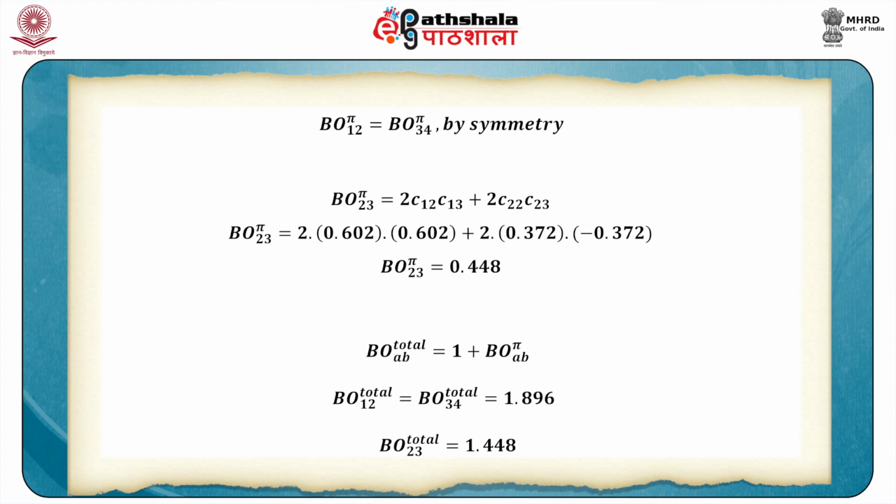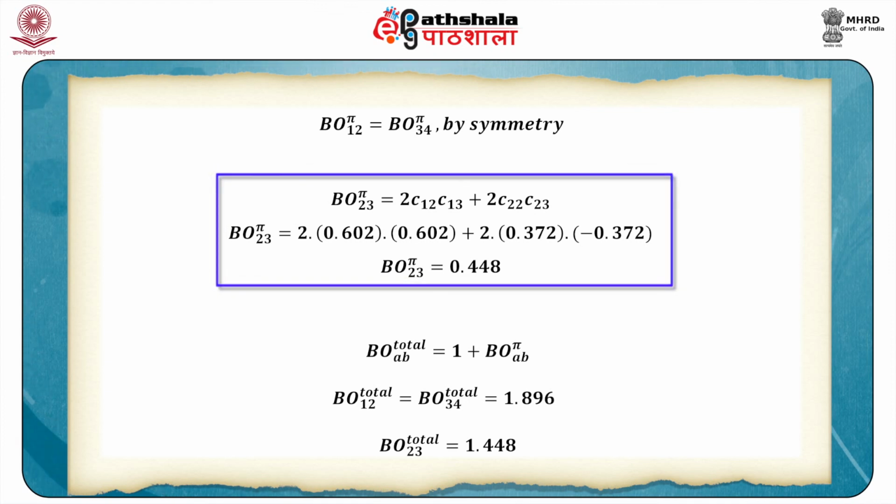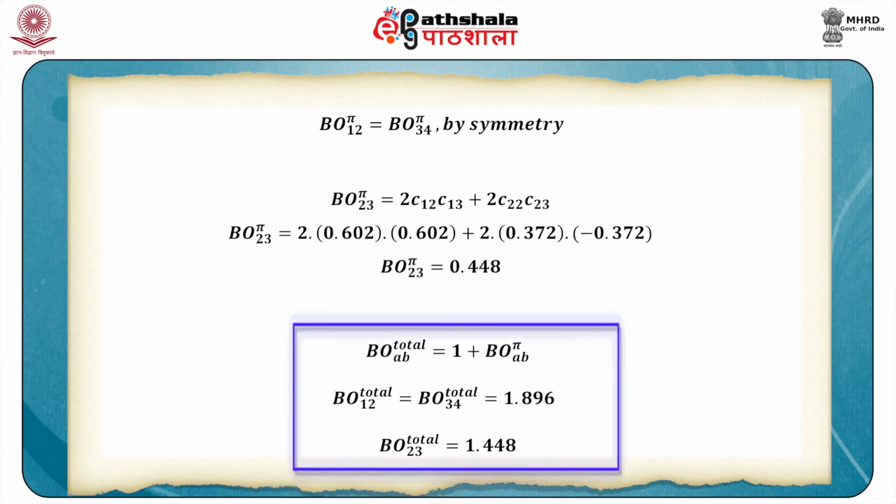However, if we want to calculate the pi bond order between carbon atoms 2 and 3, then again using the same expression and substituting the corresponding values, we find that the pi bond order between carbon atoms 2 and 3 is equal to 0.448. Now please remember that in these calculations we have calculated the pi bond order.